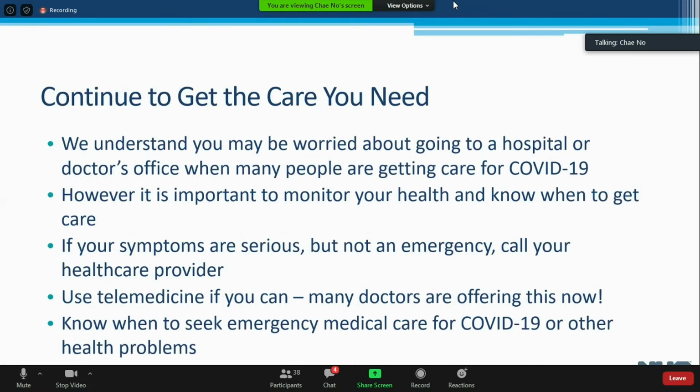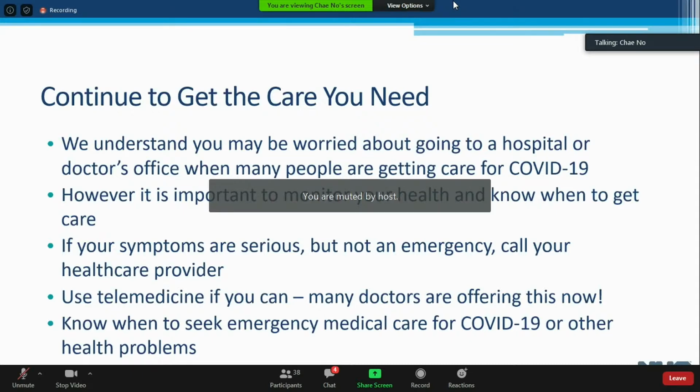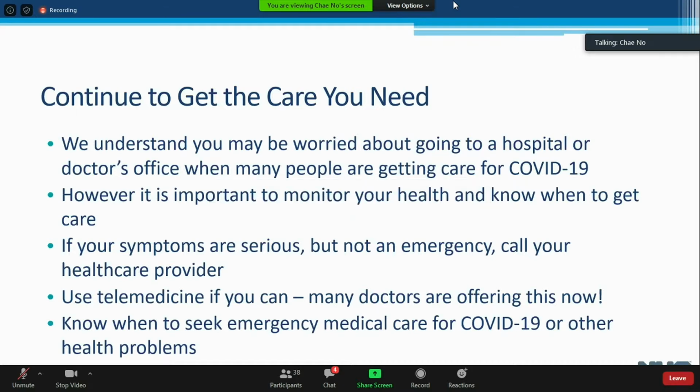So with many people getting sick with COVID-19, you may be afraid of going to the doctor or the hospital. I'd be concerned too, but it's important to seek care because if your symptoms are serious and you don't seek care, who knows what's going to happen? You have to take care of yourself. So if your symptoms are serious, but it's not an emergency, call your doctor first. And if you're feeling shortness of breath, if you're having chest pains, please dial 911 and seek emergency care. The hospitals are ready for that. We've had several cases where people didn't reach help in time, and we don't want that to happen.